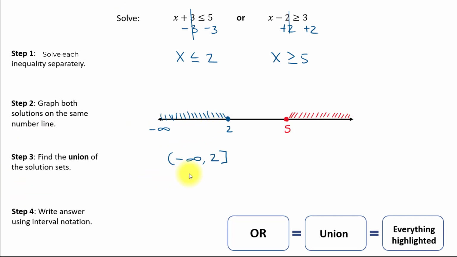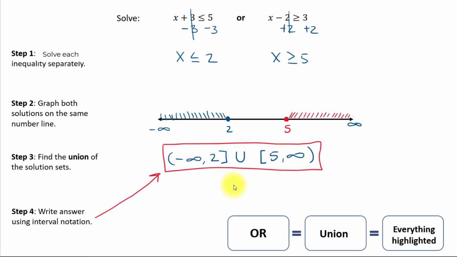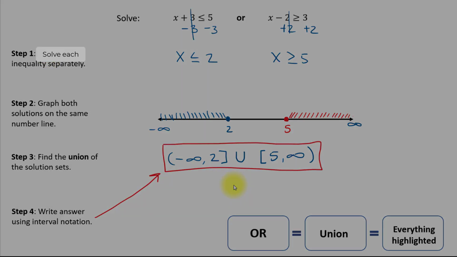Here's the corresponding interval notation. And then I'm going to describe the interval on the right. It starts at 5 and goes all the way to positive infinity. Here's the corresponding interval notation. And since I ended up with two intervals that represent the solution to the given compound inequality, I will have to use the union symbol in between them. So that's how we're going to write the solution using interval notation.